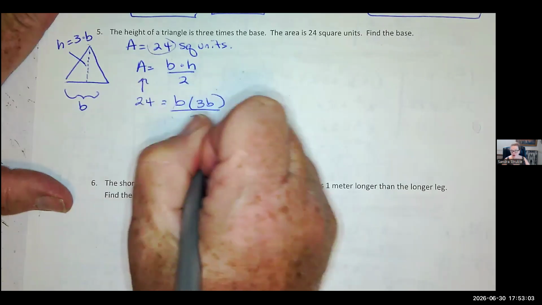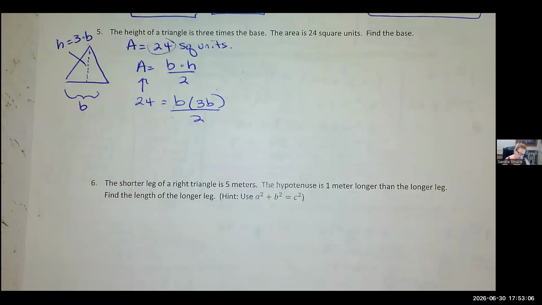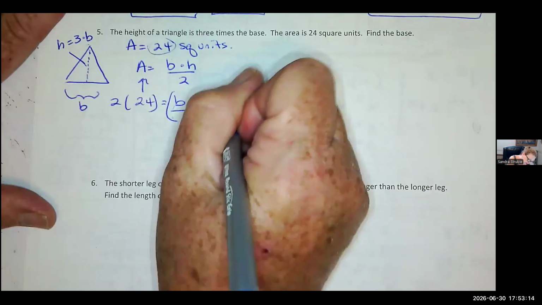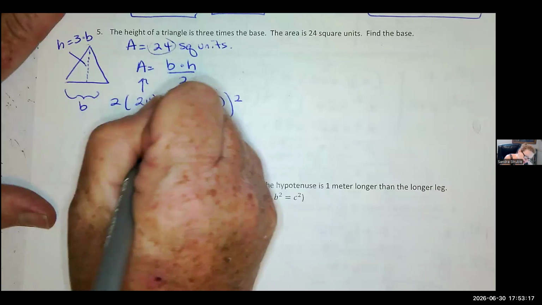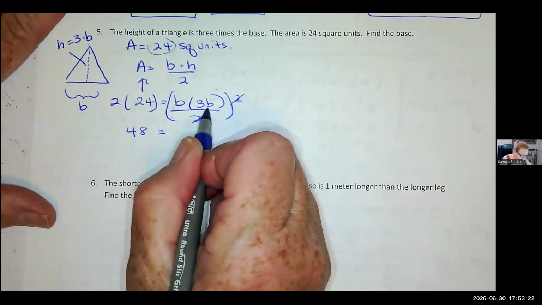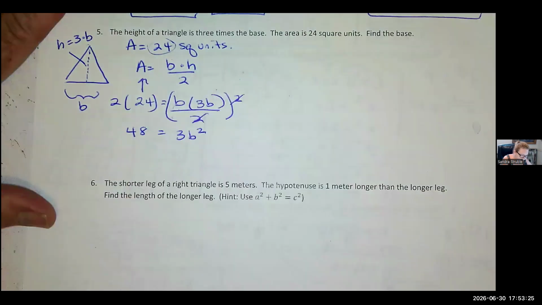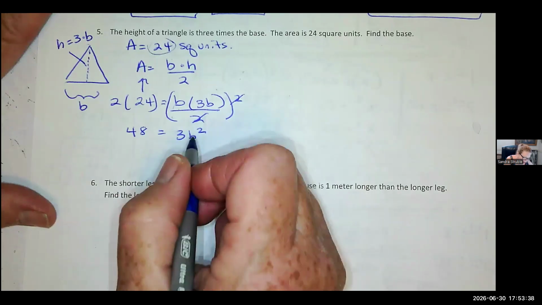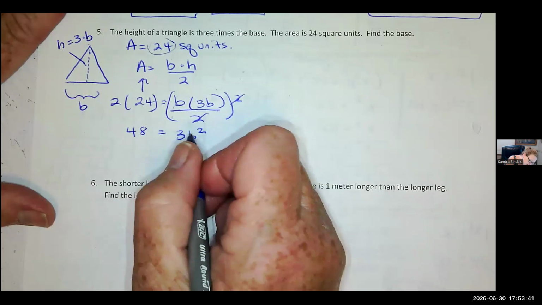First thing I want to do is get rid of that 2. We want to get rid of the fractional piece. So I'm going to multiply both sides of the equal sign by 2. 2 times 24 is 48. This one is gone. We're left with B times 3B, which is 3B squared. Now, again, we don't want to solve for B here. We can't do that. You don't have the tools that I've given you. So instead, we're going to start by trying to get B by itself. What I could do is go ahead and divide both sides by 3. Let's see if that works.